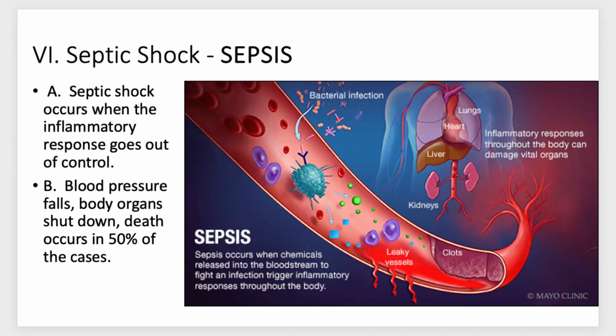So then we have what's called septic shock, or sepsis. So this would occur when the inflammatory response goes out of control, your blood pressure falls, body organs shut down, and then death will occur in half of the cases where septic shock happens. So an example of that could be bacteria all throughout your circulatory system. It's everywhere. That's going to cause a massive inflammatory response. Blood pressure is going to drop. Your body can't produce enough white blood cells to fight everything. And all of those systems go out of control to the point that your organs literally fail. And then you would die.